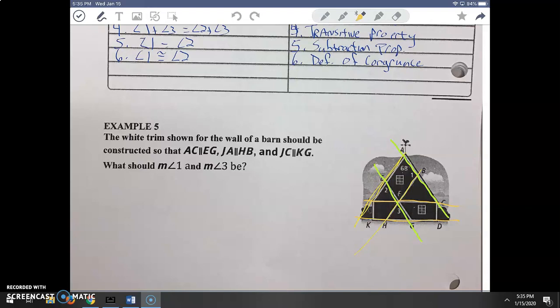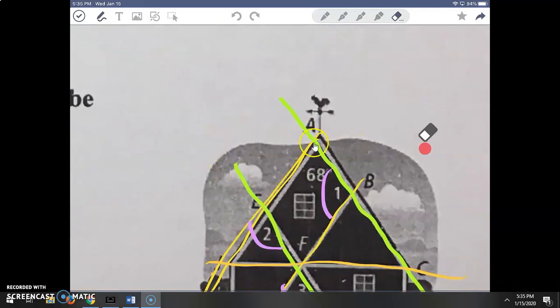So it's asking us about angle 1 and angle 3, and we might as well do angle 2 as well. Angle 1 can be done because here are your parallel lines, these yellow ones here. The green one is the transversal. So angle 1 and 68 are on the same side of the transversal, but they're also both on the inside of the yellow parallel lines. That makes these same side interiors.